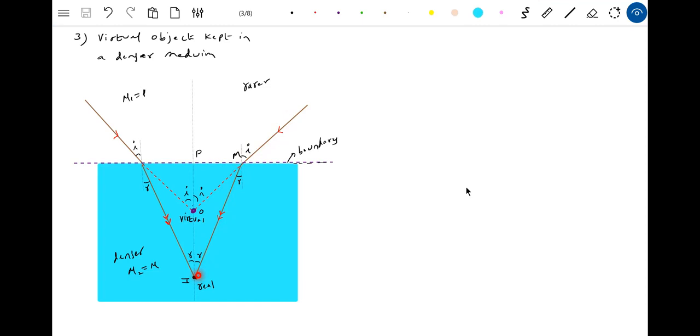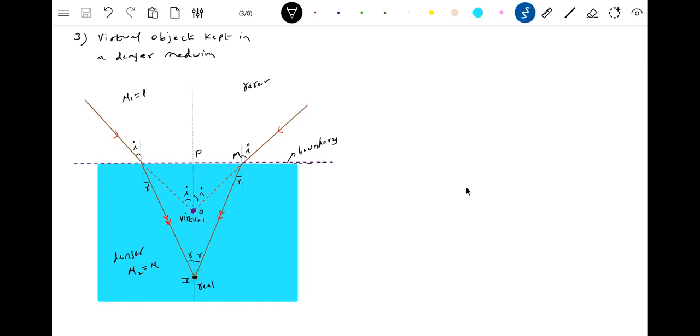How to identify the image real or virtual? In case of reflection, if the reflected rays diverge from a point, the point of divergence will be a virtual image. If the reflected rays converge at a point, the point of convergence will be a real image. In case of refracted rays, if the refracted rays converge at a point, the point of convergence will be a real image. If the refracted rays diverge from a point, the point of divergence will be a virtual image. So as the refracted rays are converging at a point, this should be real.